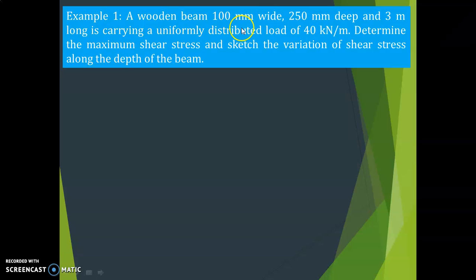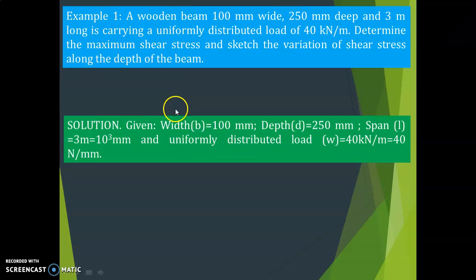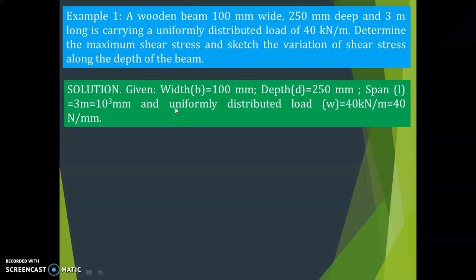A wooden beam 100 mm wide, 250 mm deep and 3 meter long is carrying a uniformly distributed load of 40 kN per meter. Determine the maximum shear stress and sketch the variation of shear stress along the depth of the beam. So it is asked to draw the shear stress diagram, and it is given that it is a rectangular section of width B is 100 mm and depth is 250 mm and the span is equal to 3 meter. So you can write in terms of millimeter, so that is 3 into 10 raised to 3 millimeter.